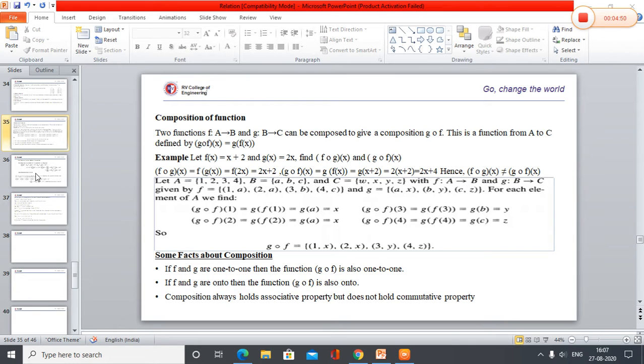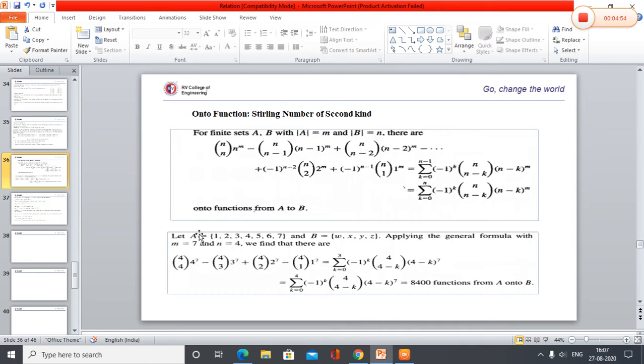Okay, now the next topic is onto function, Stirling number of the second kind. This is to find the number of onto functions. So if I have two finite sets A and B, where M is the number of elements in set A, this symbol shows the cardinality. So cardinality means the number of elements in set A, and N is the cardinality of set B.